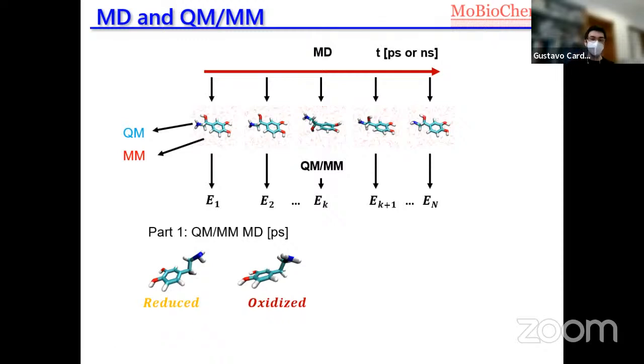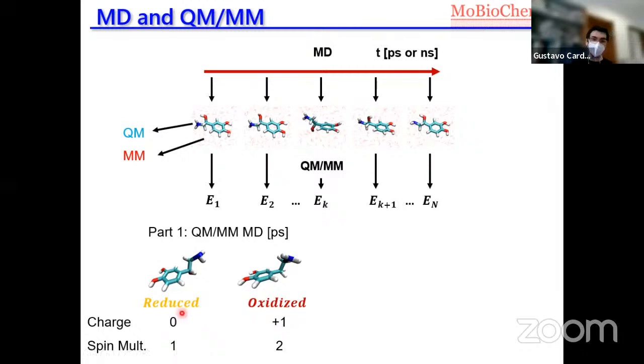To do so, all we have to do, quotation marks, of course, is distinguish the potentials of the two species. And how do we do that in this case? Well, for the quantum mechanical region, all we have to do is define its charge and its multiplicity. So of course, in the reduced case, we're going to have a charge equal 0, so it's going to be a neutral species, and spin multiplicity 1 because it's a singlet. Now, in the oxidized case, as you can see, this is going to be +1 because it's going to lose an electron, and it will have spin multiplicity of 2.